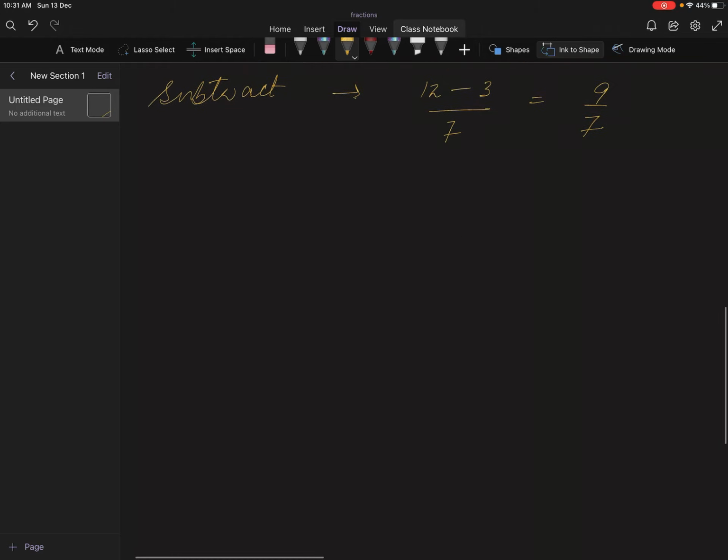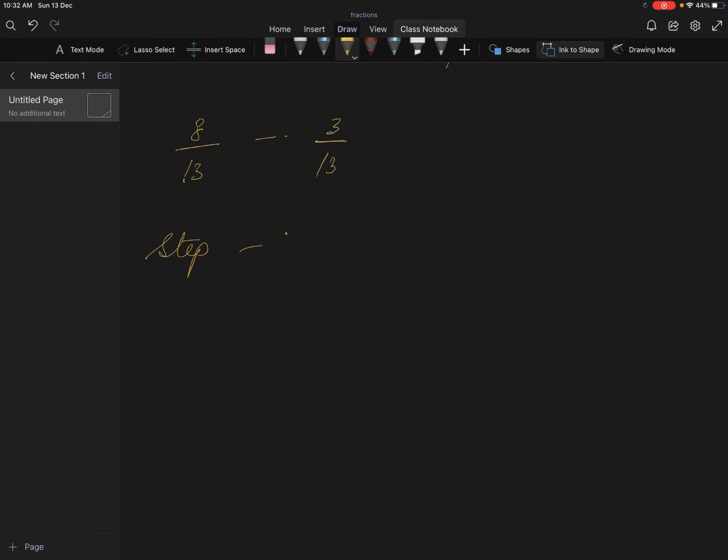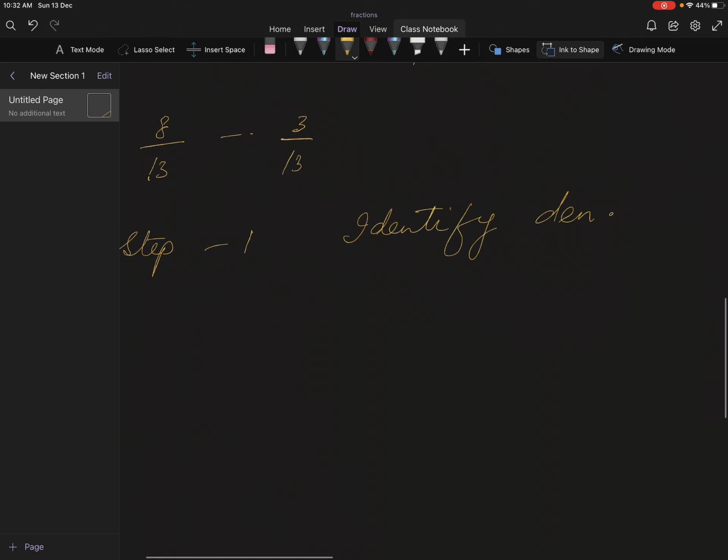I can also explain to you taking another example. Say I am having 8 upon 13 minus 3 upon 13. So what is my step 1? Step 1 is identify the denominators. So by identification, you will come to know that the denominators are like denominators. So I will take my denominator as given if they are like.